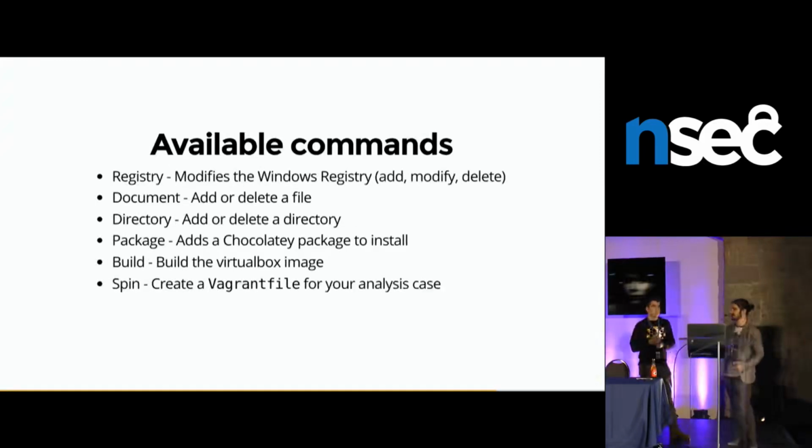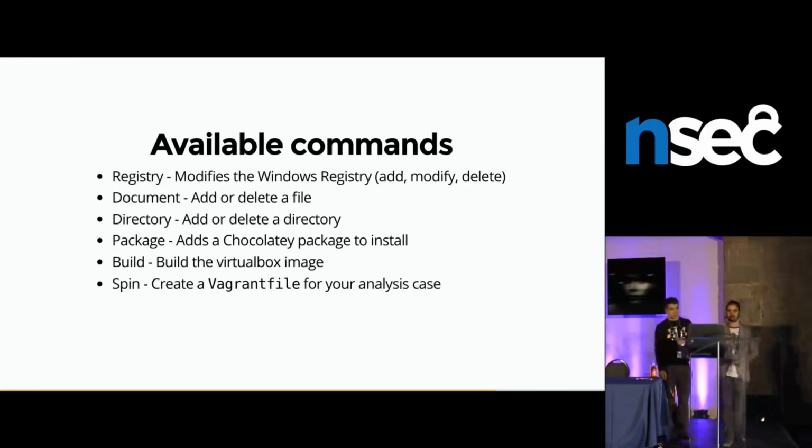So yeah, that's what we have now. It has been implemented. Basically, the first four ones, registry, document, directory, package, are to customize the VM beforehand. So you create a profile that outputs a PowerShell script before you spin up the VM. It's in the README basic commands. You just type mailboxes, registry, and then the arguments that you want, and it modifies the profile that you want to apply to the VM.